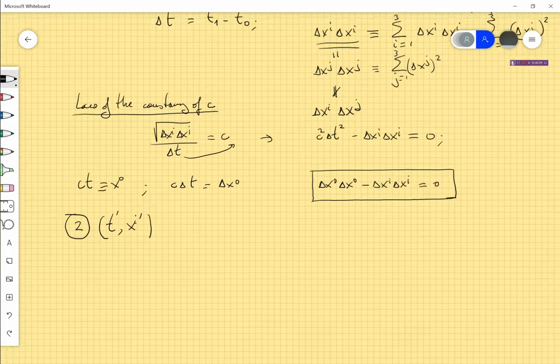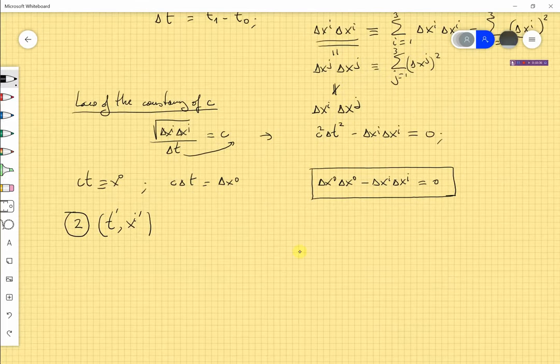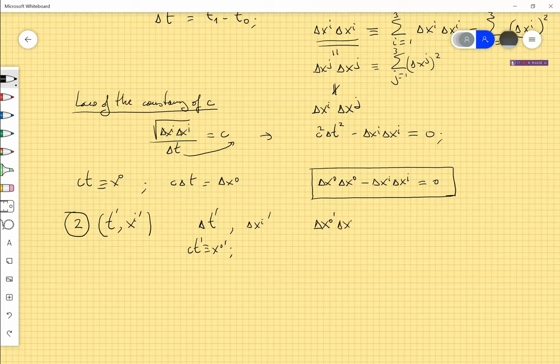It's clear that I can define delta t prime for the time interval between these two events. I can also define the delta xi primes. And what the principle of special relativity tells me is that when I compute everything, if I call c t prime x0 prime and so on, I will have the same law, and I will obtain exactly this expression.